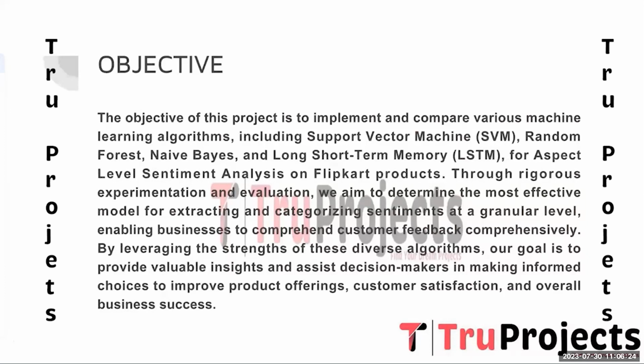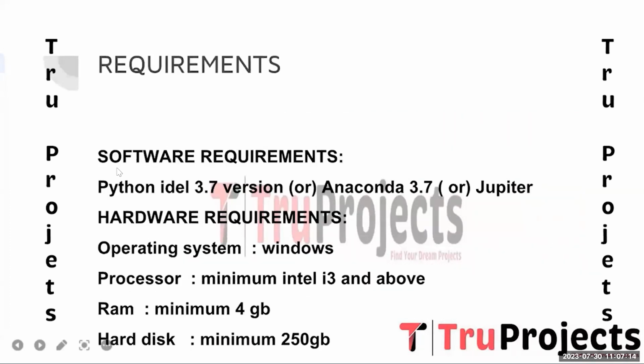The objective of our project is to develop an advanced aspect level sentiment analysis system for Flipkart products, utilizing cutting-edge machine learning algorithms, namely SVM, random forest, Naive Bayes, and LSTM. Our project aims to empower businesses to gain in-depth insights into customer preferences, product strengths, and weaknesses, enabling them to make data-driven decisions for product improvements and enhanced customer satisfaction. Additionally, our project creates a user-friendly interface using Flask, where users can input their review and obtain the aspect specific sentiment prediction, revolutionizing the way e-commerce platforms interpret and utilize customer feedback for continuous growth and success. And these are the basic requirements that are needed to build this project.